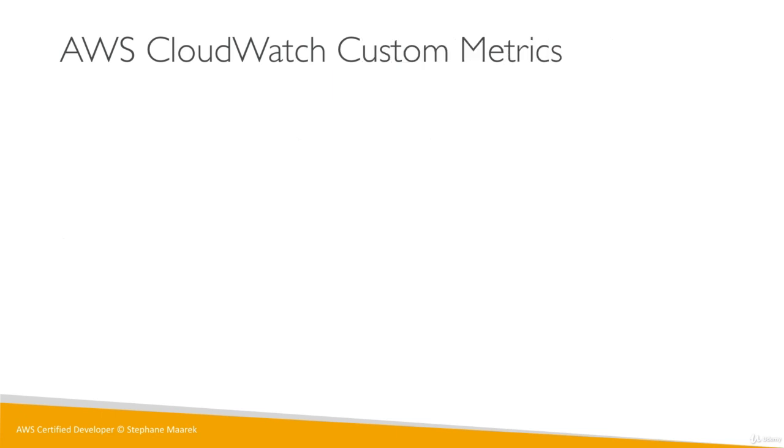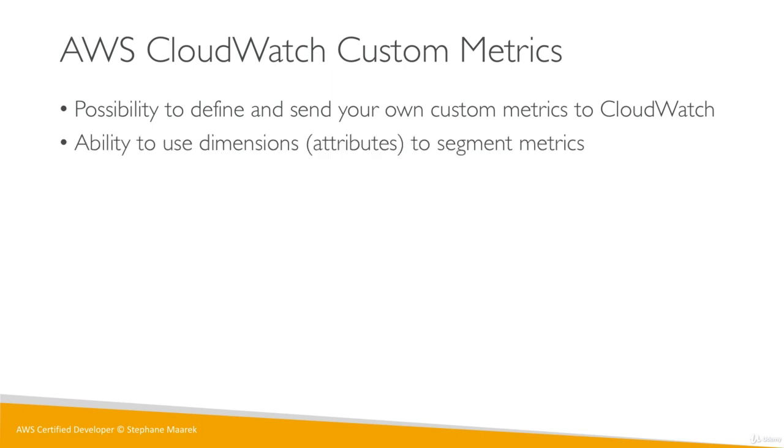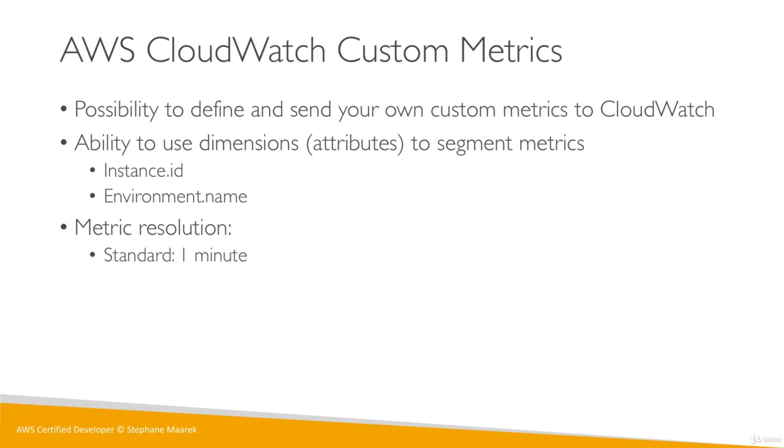Talking about custom metrics, it is possible to define and send your own custom metrics in AWS, and they can be whatever you want. We have the ability to use dimensions and attributes to segment these metrics, so instance ID, environment name, you're free to name them. Again, we have 10 different dimensions for these metrics. And for the resolution, this is where it gets super interesting. By default, if you have a custom metric, the standard resolution is 1 minute.